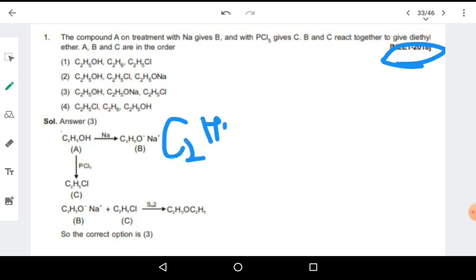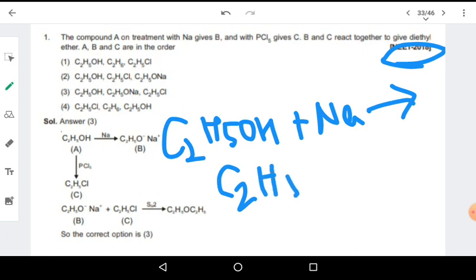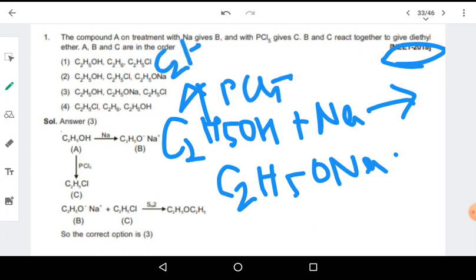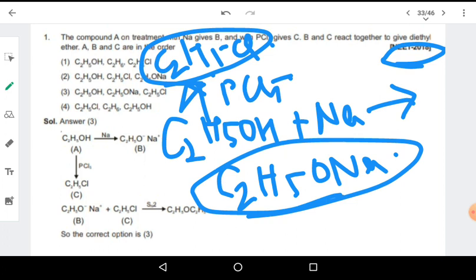First let us take C2H5OH and let us treat it with sodium. Will the reaction occur? Yes, the reaction will occur. We get C2H5ONa, right? C2H5ONa is obtained. Next, what are they saying? If I treat this C2H5OH with PCl5, I will be getting C2H5Cl, right? Now they are asking me to react this with this. So there we are getting C2H5OC2H5. What is the process? The process is known as Williamson's ether synthesis, right? So the answer should be that A is C2H5OH.